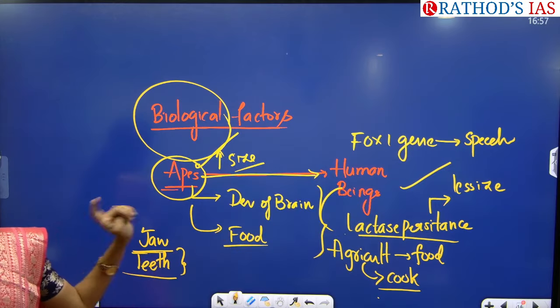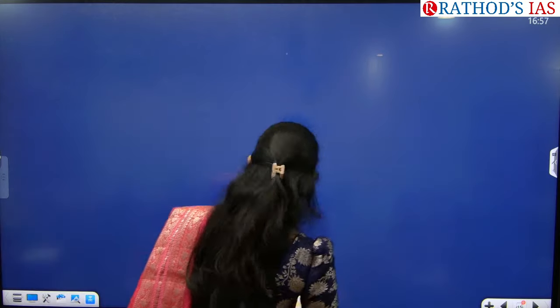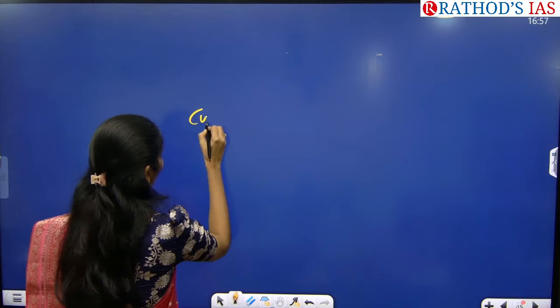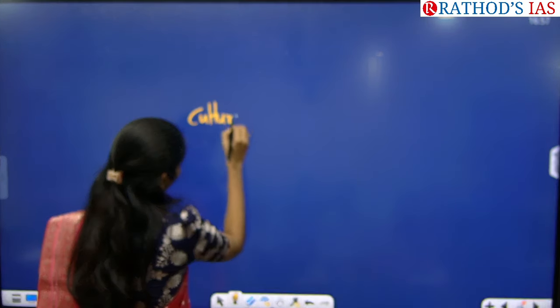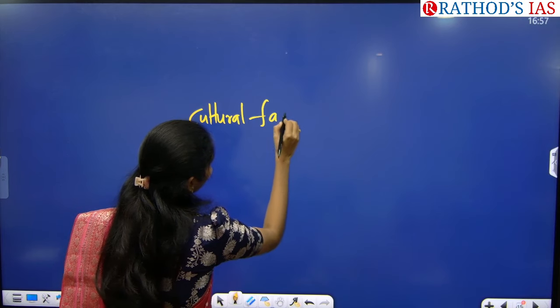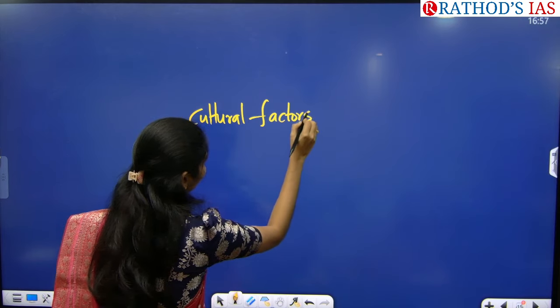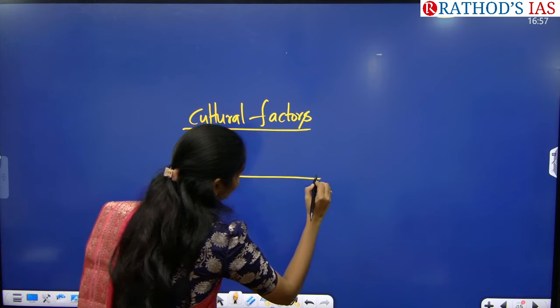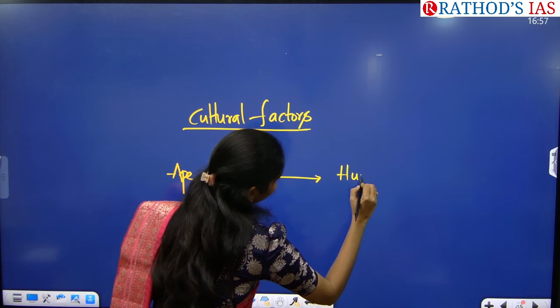And now let us see the cultural factors. In your syllabus they mention biological and cultural factors. Now tell me, what might be the cultural factors that shaped apes towards humans?